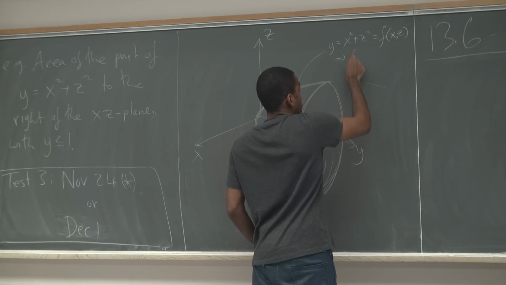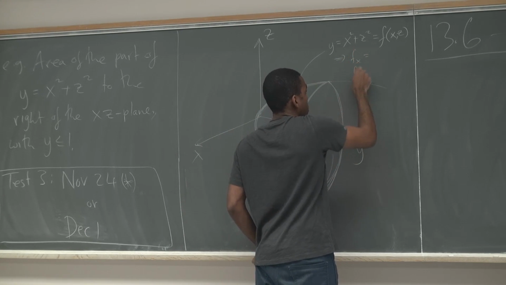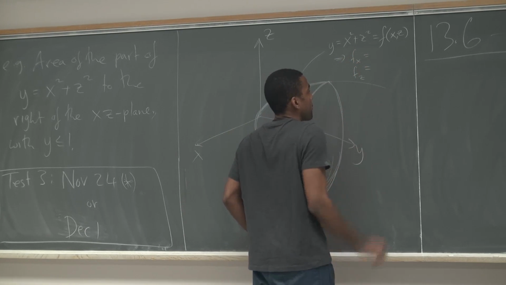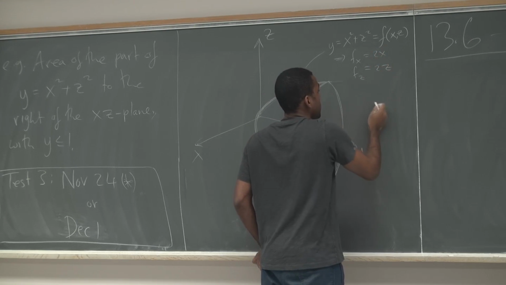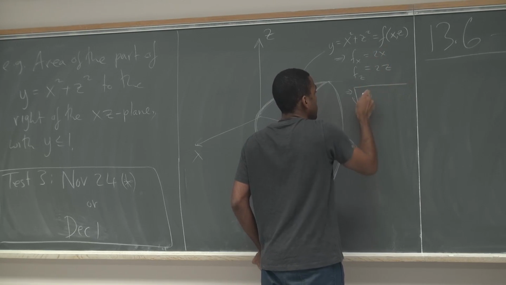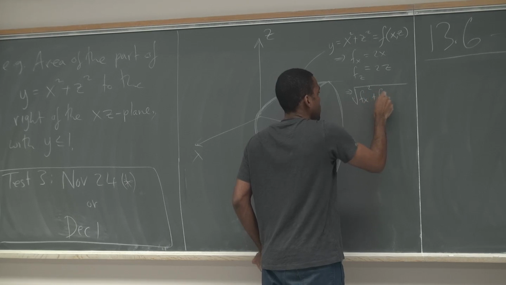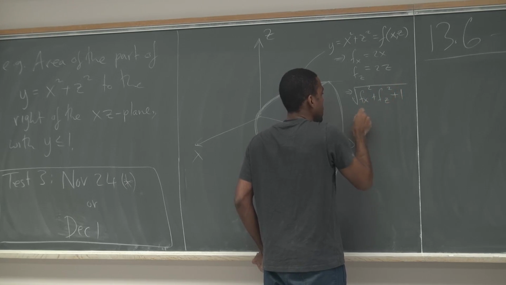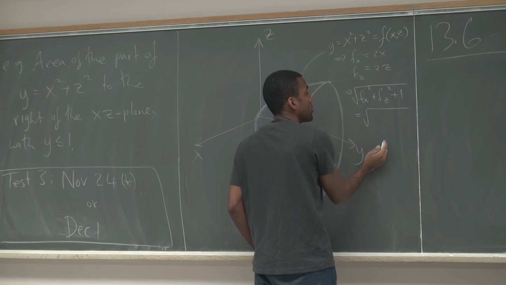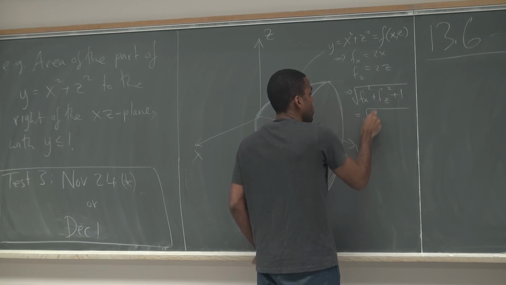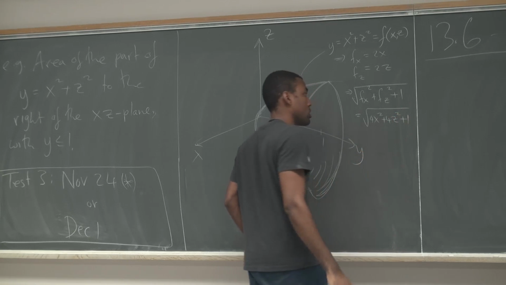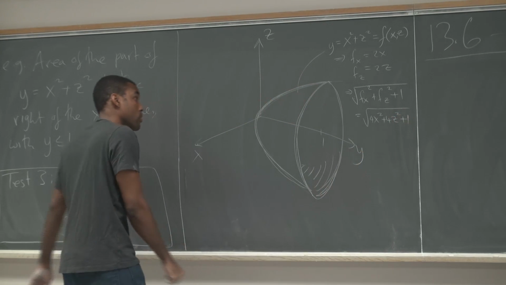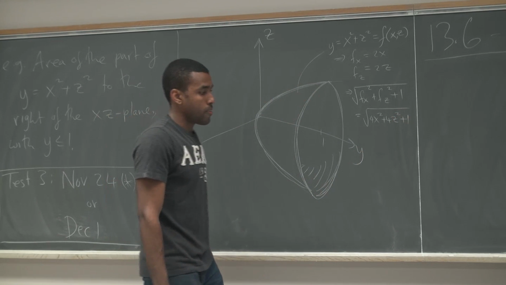The gradient, which is going to come from the partials, so I can just do fx and fz: 2x and 2z. If I take the radical of fx squared plus fz squared plus 1, that would give me the radical of 4x squared plus 4z squared plus 1. Okay, so that's going to be the guy I'm going to be integrating. Over what region?